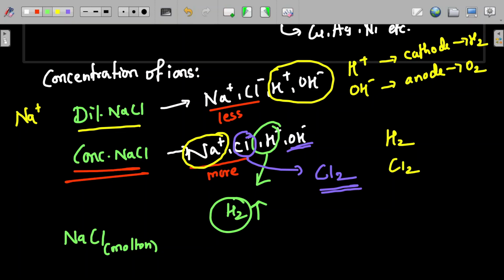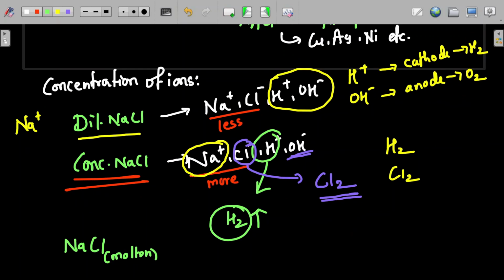Sir, for the NaCl part, is it there in the textbook? Yeah, it will be there. It has been asked previously also. So just keep one point about this one. Cl, because it is more in quantity, gets discharged more preferentially. So only this particular example you remember. Don't worry about anything else.